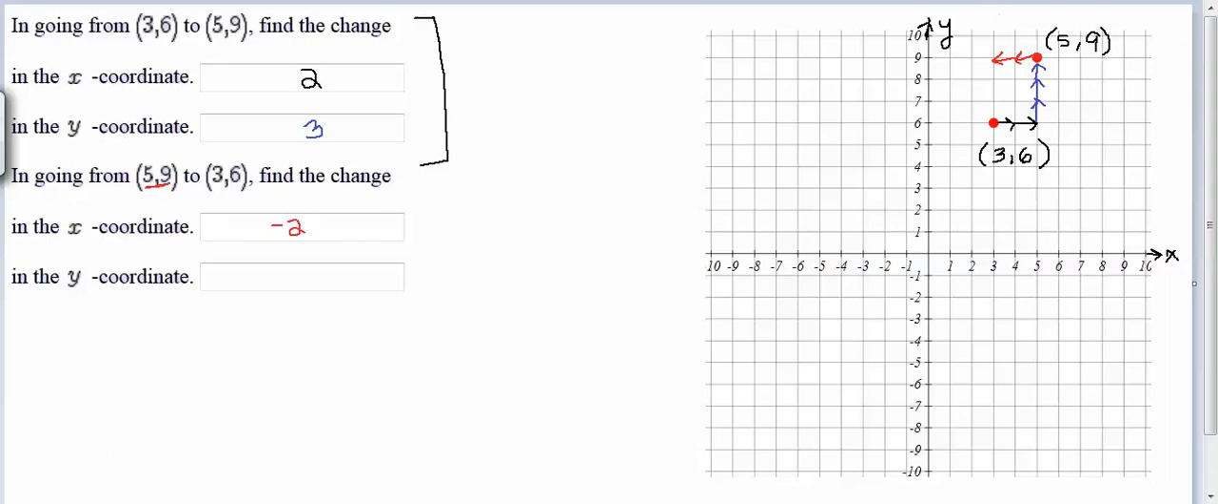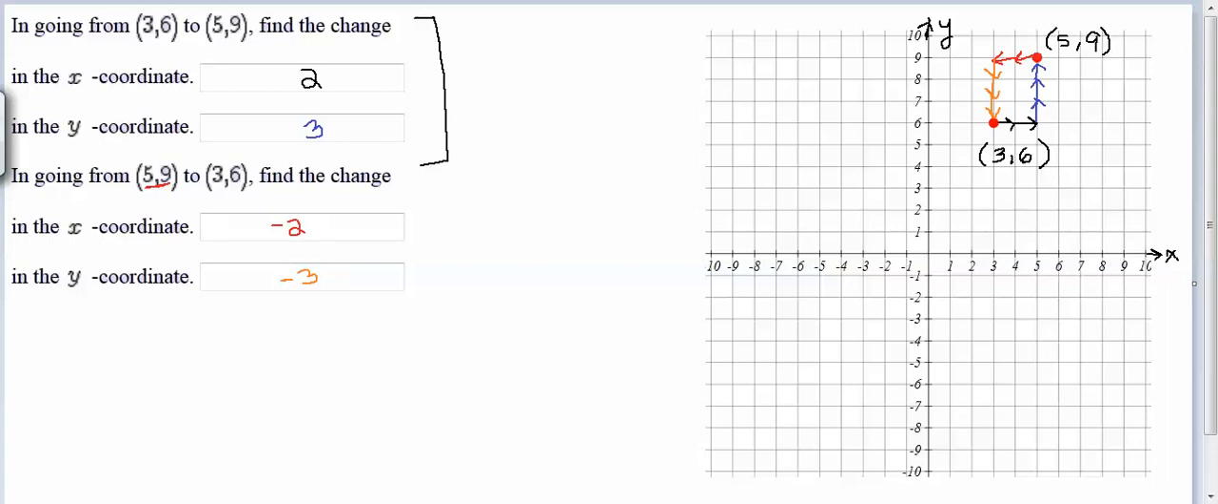And now to get down to the point I need, I'm going to move 1, 2, 3 steps down. So that was 3 steps in a negative direction for y. So whenever I'm moving down in the y direction, I consider that negative. And whenever I'm moving to the left in the x direction, I consider that negative. So notice how the numbers match in both cases, but the signs of the numbers are changing depending on which is your starting and which is your ending point.